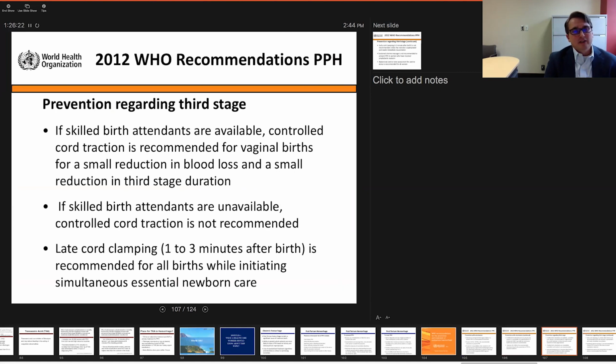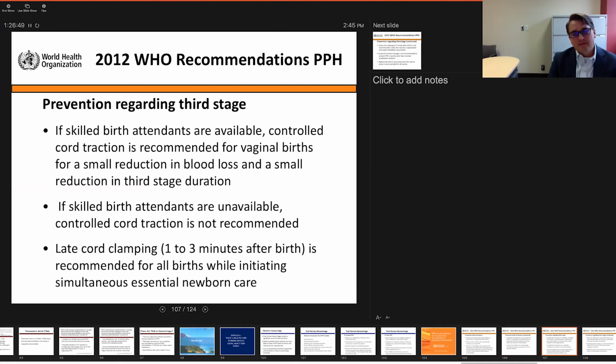And even in cesarean deliveries, oxytocin is sort of the standard of prevention. As far as management of the third stage, if skilled birth attendants are available, controlled cord traction is recommended at vaginal births, and this has been shown to create a small reduction in blood loss. If skilled birth attendants are not available, it is not recommended for cord traction for fear the cord could be torn.